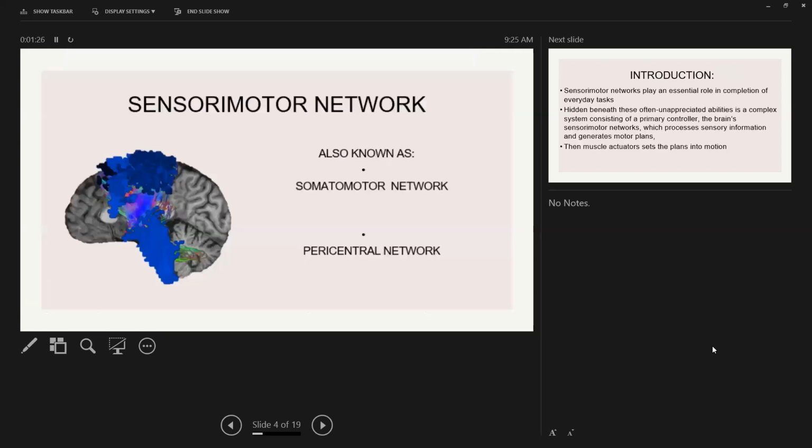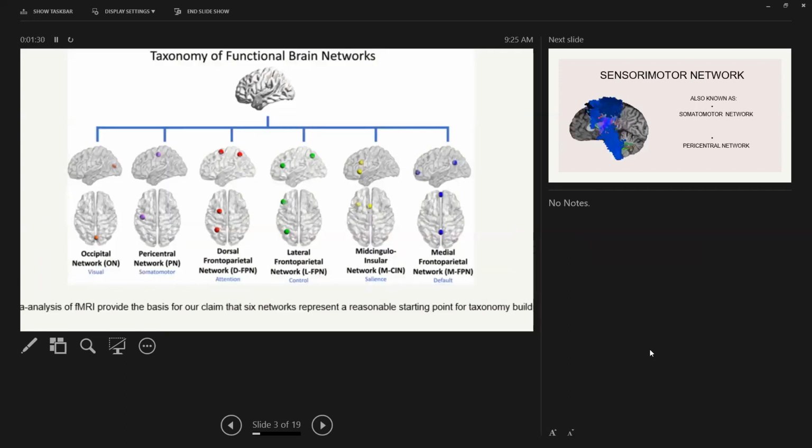My topic is the sensorimotor network, also known as the somatomotor network. The meta-analysis of functional MRI provides the basis for a claim that six networks represent a reasonable starting point for taxonomic reading.